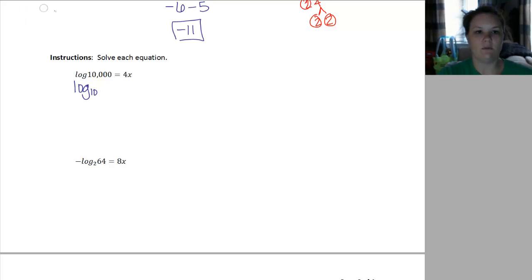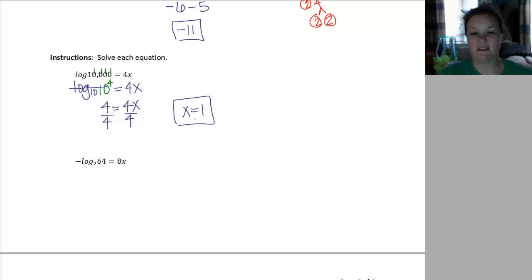Okay, I want to write this as 10 to some power, so I count my zeros. I have 1, 2, 3, 4. So this is going to be 10 to the 4th power is equal to 4x. Okay, now I have log base 10 of 10, so those cancel, they're inverse functions, and I'm left with just the 4 from the exponent is equal to 4x. And now I have a really simple equation to solve. I just divide off my 4. When I divide off my 4, that tells me x equals 1.